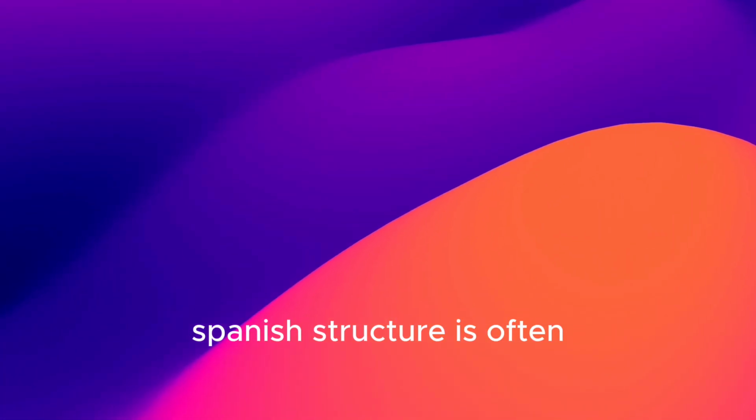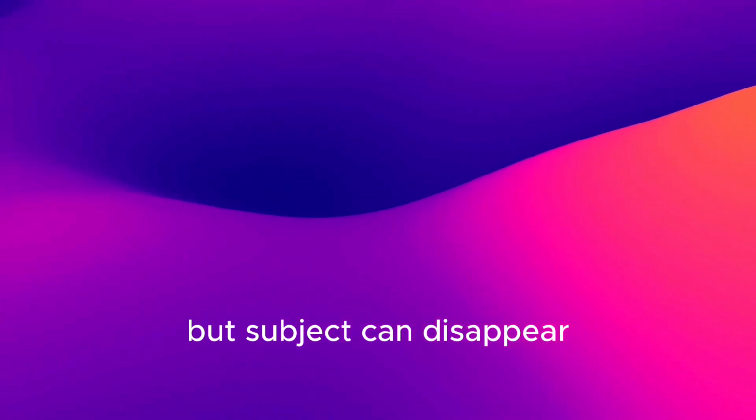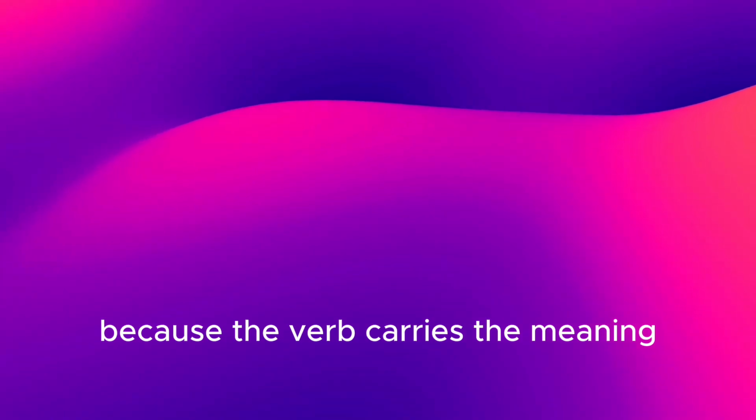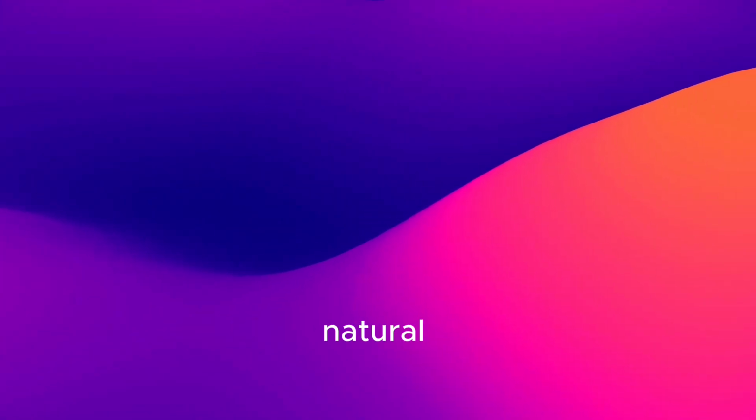Let's review again. Spanish structure is often subject, verb, object. But subject can disappear because the verb carries the meaning. This makes Spanish flexible, natural, and expressive.